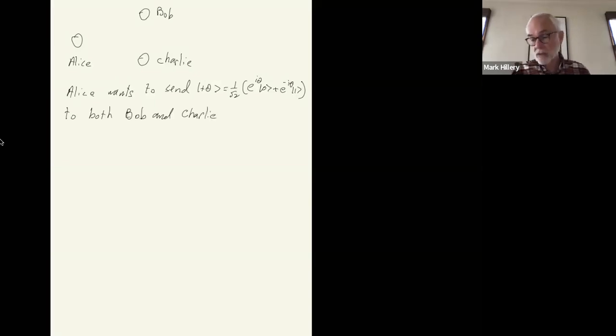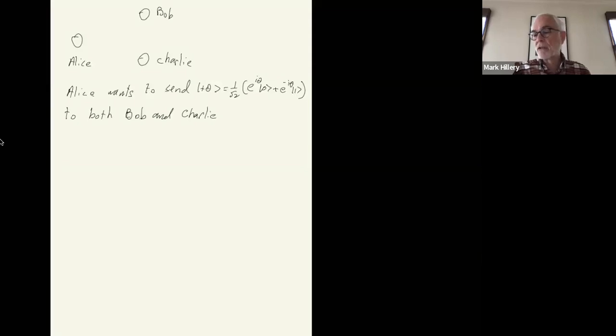How can she do this? Now, in this case, Alice does know the state that she's going to be sending. It's of that kind of restricted form. And she wants to have Bob and Charlie each end up with that state. So how can she do that?